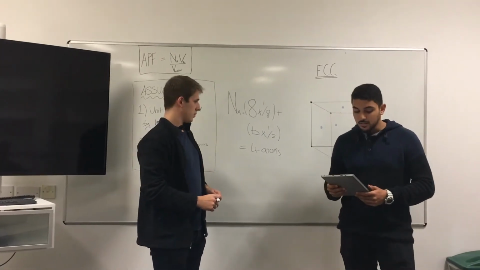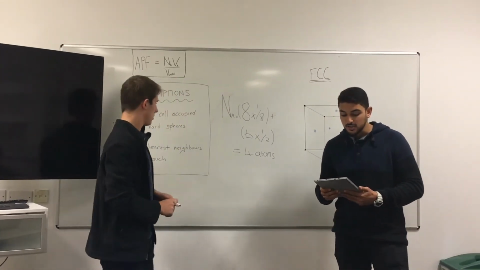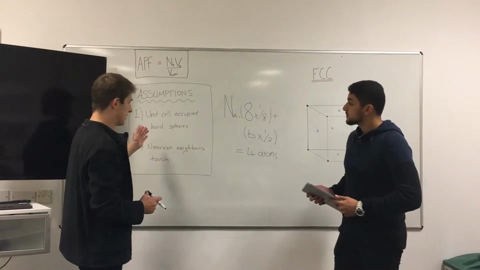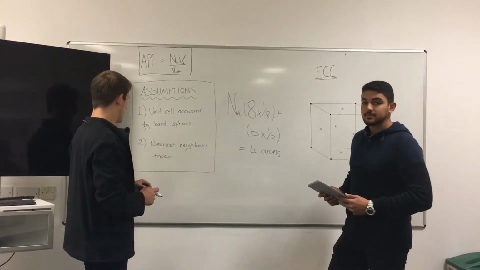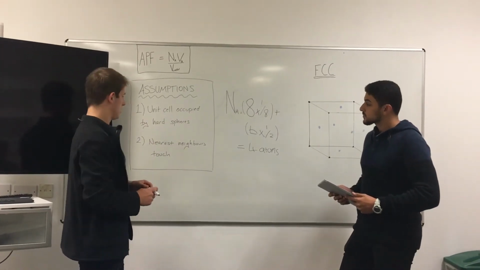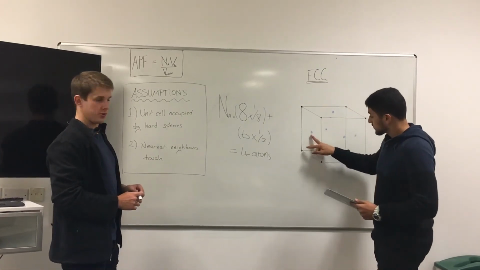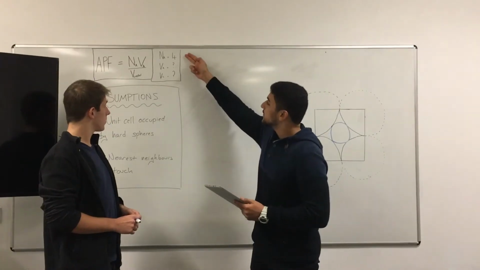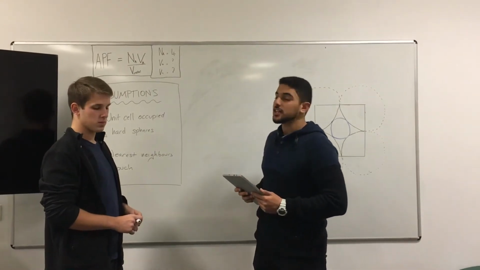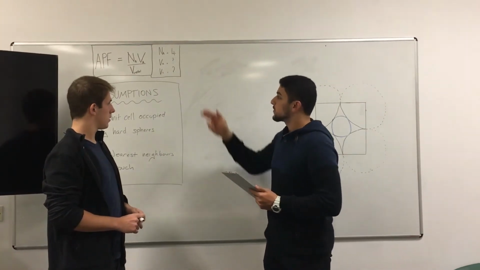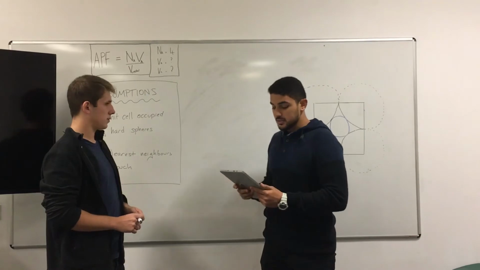Before we can calculate the packing fraction, we need to make a few assumptions. Okay. So firstly, we assume that the unit cell is occupied by hard spheres. And secondly, we assume that the nearest neighbour atoms touch. We now have our Na value. To calculate our APF, we now need our Va and our Vc values.